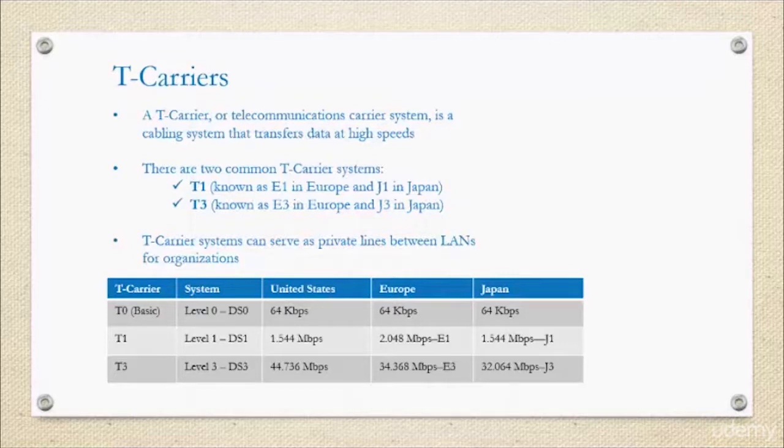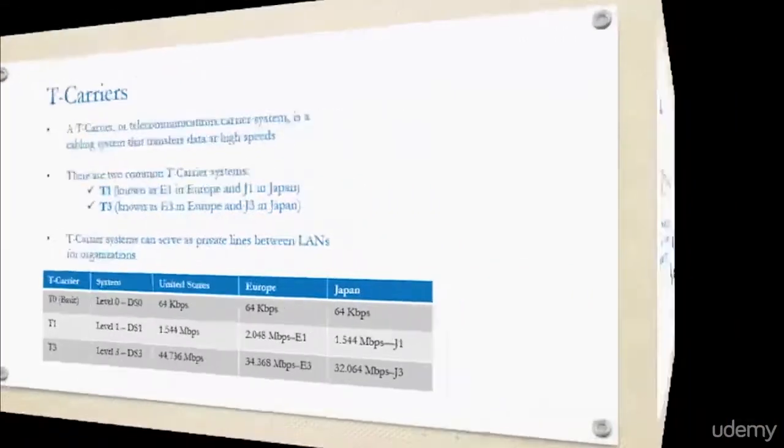Now, there are two common carriers. You have your T1, which is also known as E1 in Europe and J1 in Japan. And then you have your T3, which is known as E3 in Europe and J3 in Japan, respectively, right? These are private lines between local area networks, and sometimes you may find different offices using T-carrier systems.